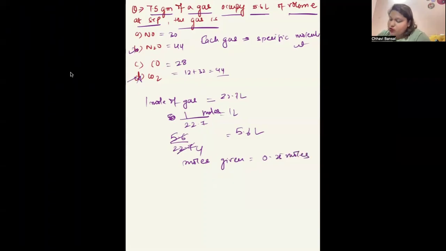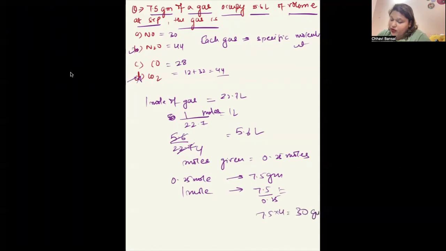Okay. Now this 0.25 mole weighs how much? 7.5 gram. 1 mole weighs how much? 7.5 divided by 0.25. It means 7.5 multiplied by 4, which is 30 gram. Right? It means, what is molar mass? Molar mass is the mass occupied by 1 mole of any substance, right? So this is 1 mole, and this is the mass occupied by it, which is 30 grams. It means the gas which has a molecular weight of 30 gram will be the correct answer. And the correct answer is option A. NO equals 30 grams.